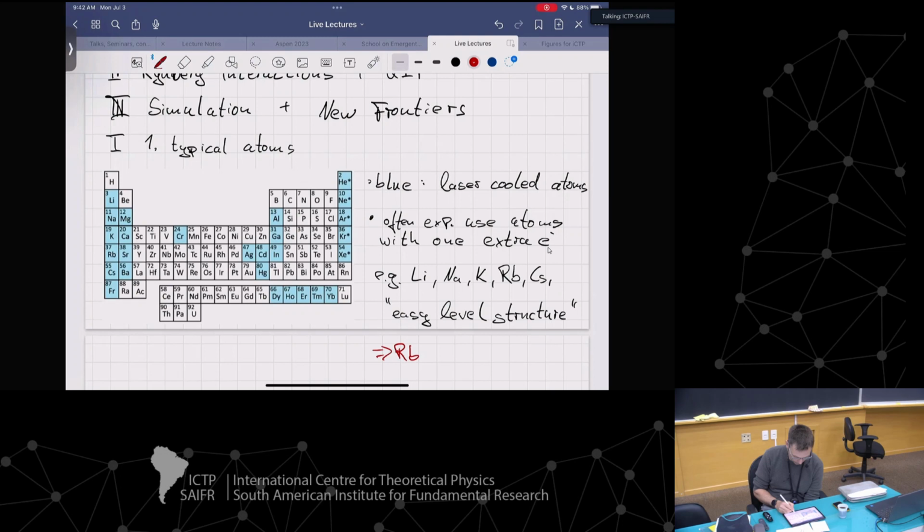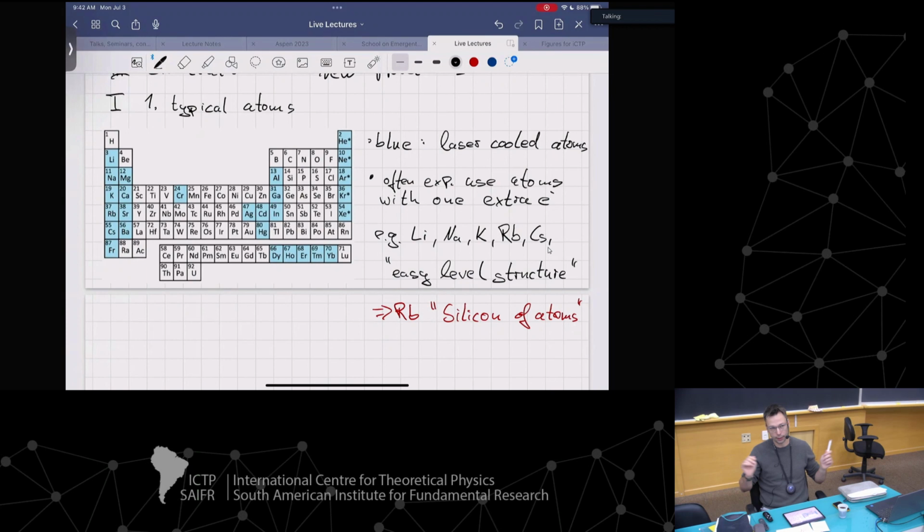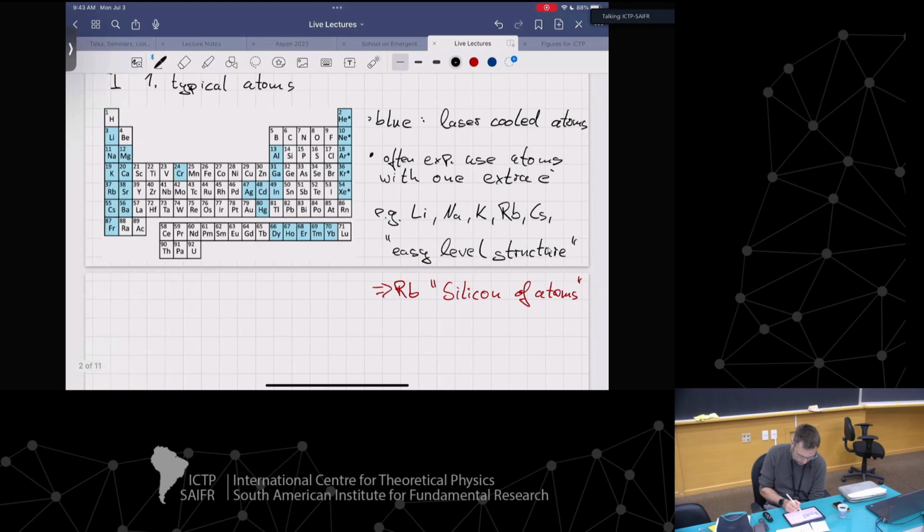You will see many experiments that work with rubidium. I don't know from whom I stole this, but somebody says rubidium is the silicon of atoms. In semiconductor physics, you like to work with silicon. In atomic physics, you like to work with rubidium. There's a huge tradition of atomic physics experiments, and some people get bored working with rubidium and look for the next more interesting atom. Maybe we also talk about it in the last part of the lectures when we talk about new frontiers. For instance, now a lot of people are excited about using two electron atoms.